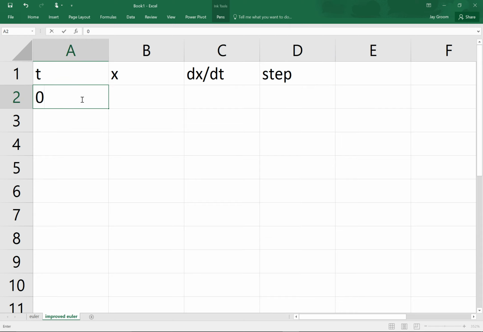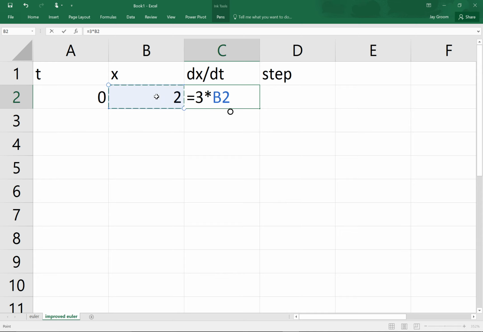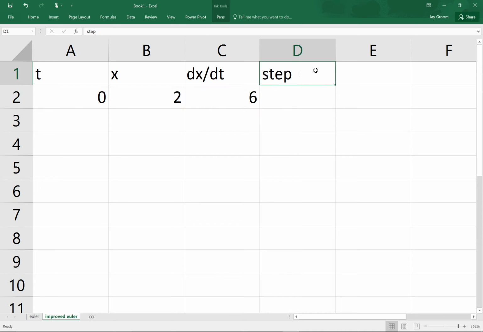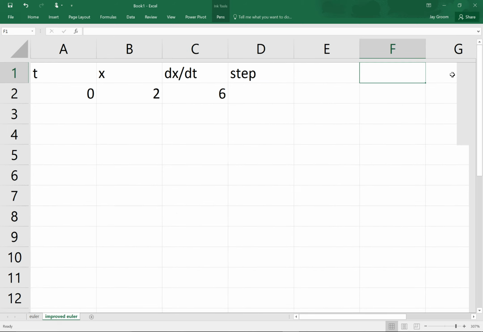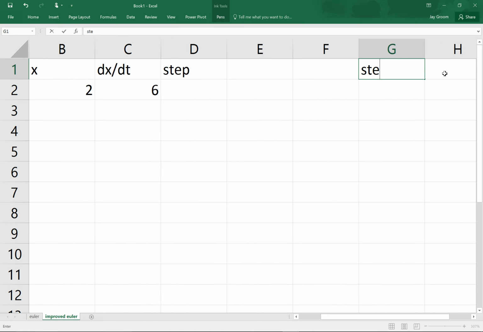So again, I'm going to start at my initial values, 0 and 2. And my equation is still the exact same equation. So my new equation for this is what it was previously. It equals 3x plus 5 times t, like that. And I'm going to move this step over here out of the way a little further, maybe one more spot over. I haven't really decided where I want it yet. Get rid of that for right now.